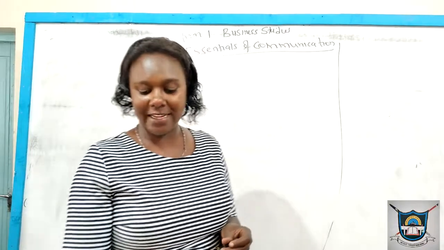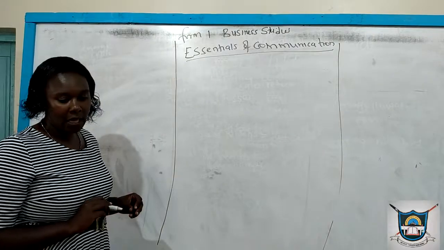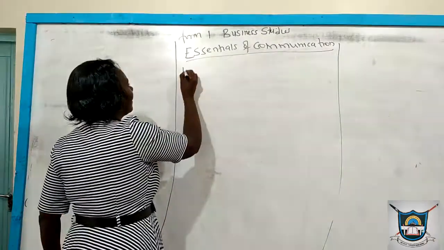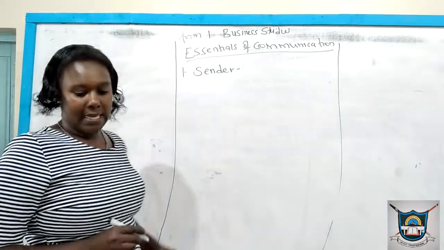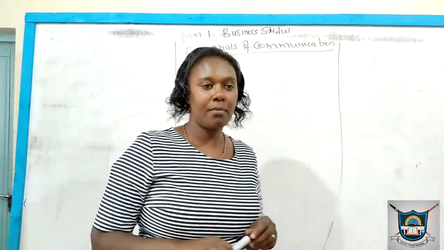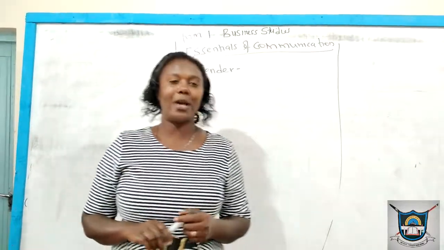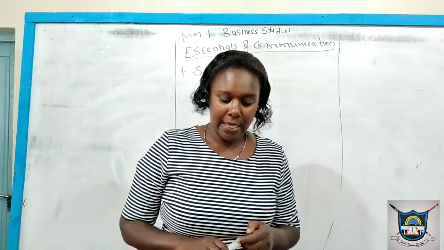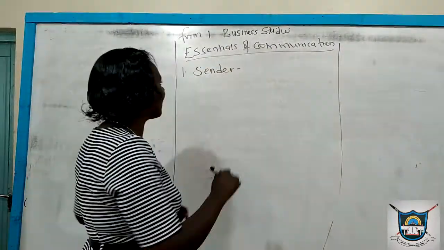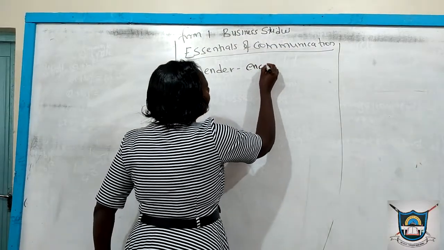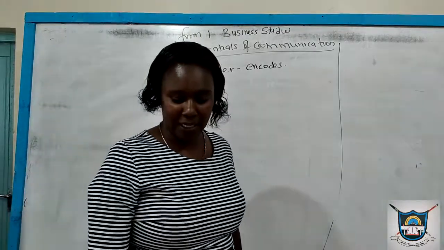Now, we have various essentials of effective communication. One, we have the sender. The sender is the person from whom the message originates. He is the person who makes sure that he puts the message in a communicative form. Or in other terms, we say that this is the person who encodes the message, putting it in a way that it can easily be communicated.